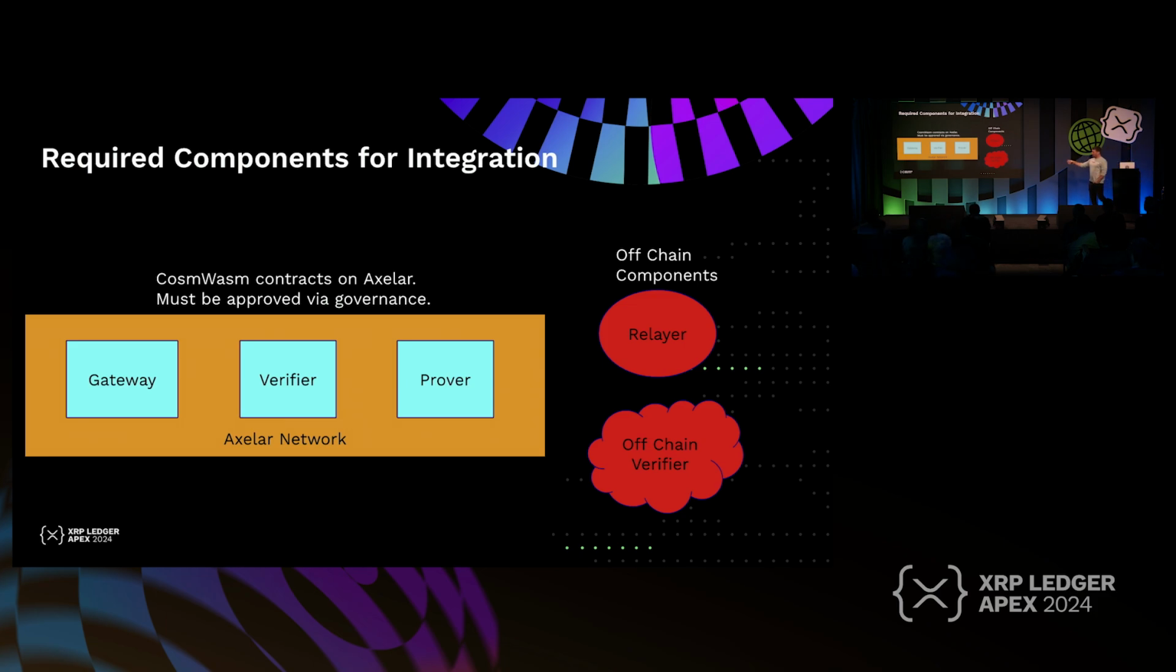So the required components for integration. We write a bunch of core smart contracts, but then any chain that wants to integrate needs to implement a couple things.